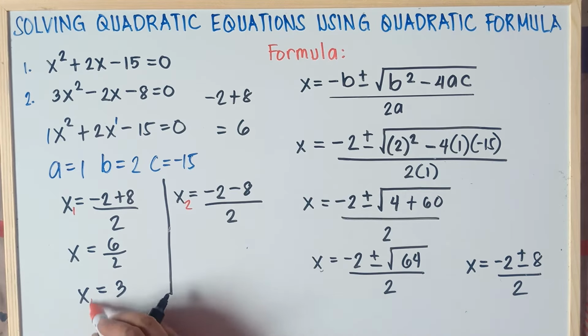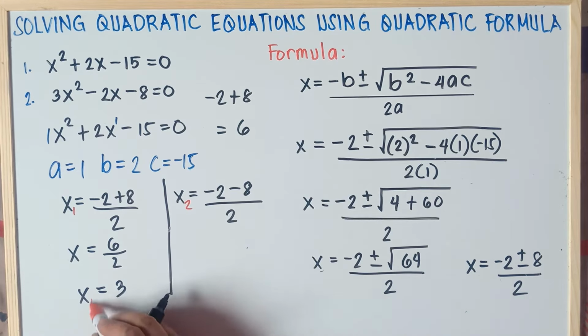Let's try example number 2. Once again, class, first step that we need to do is get the value of A, B, and C. So our A is beside x squared. Our A is 3. Our B is beside x with exponent of 1. That would be negative 2. And our C is negative 8.